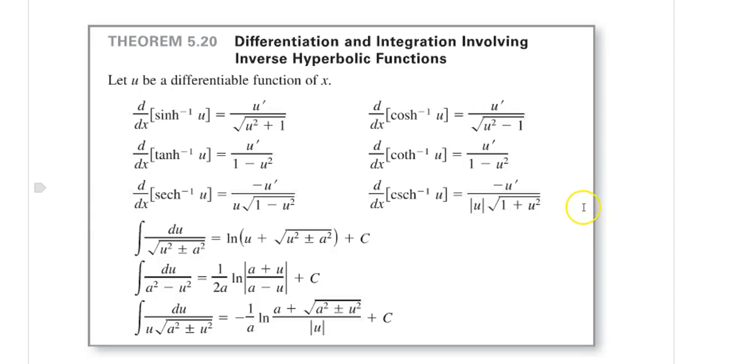So just be aware that these exist. You do not have to learn all of these formulas. They do exist in a lot of applications. So that's really what you want to take away from this.